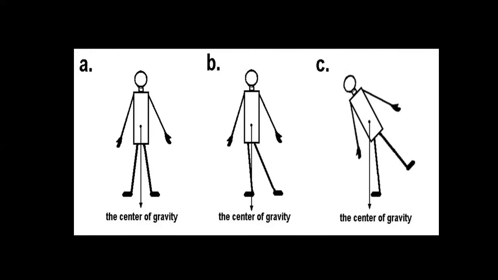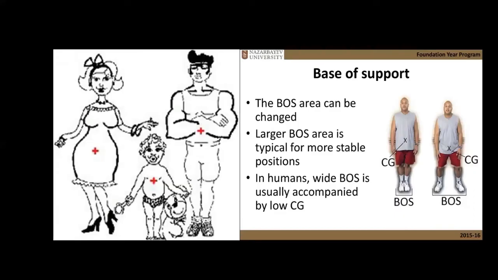As you can see, the center of gravity differs from individual to individual. Here is a small child. The center of gravity is going to be a little bit higher because the entire weight of the child is situated more on the top of the body. The upper trunk carries more weight than the lower trunk of the child.